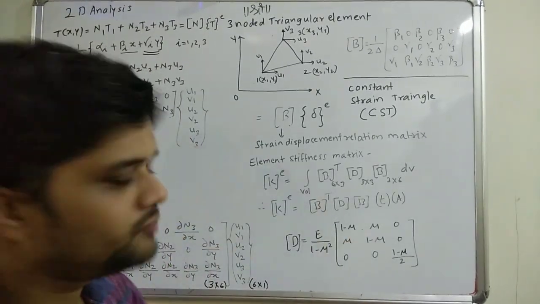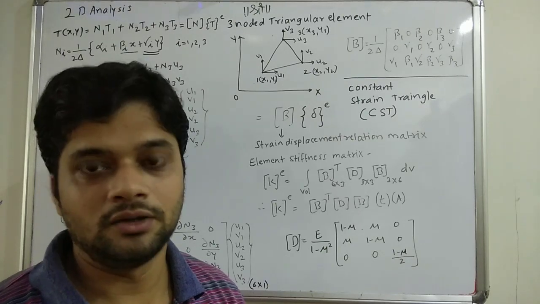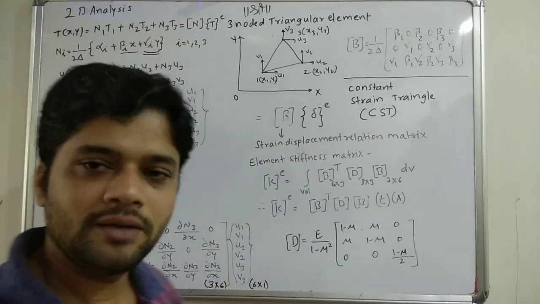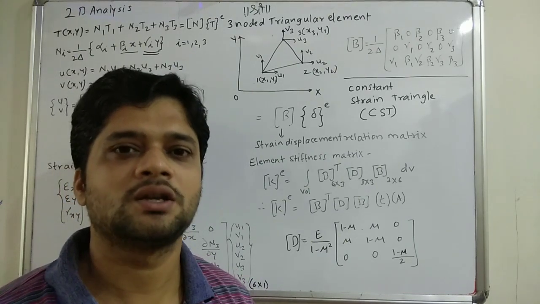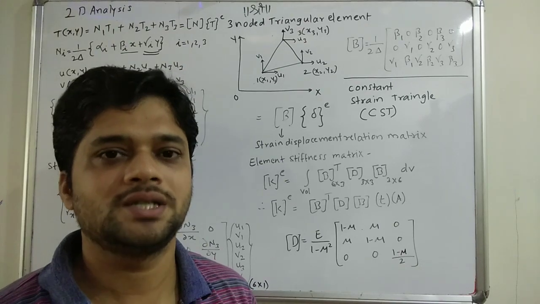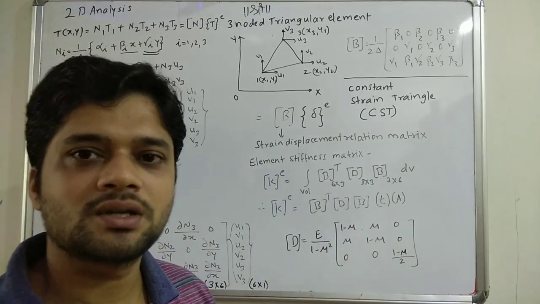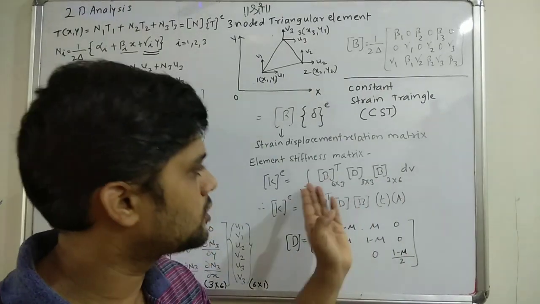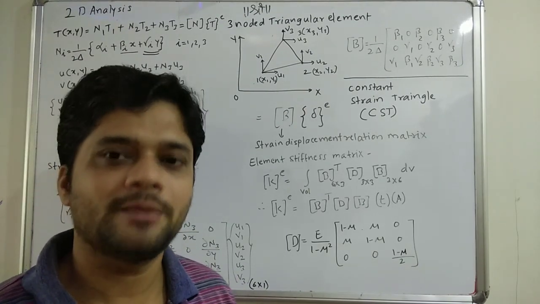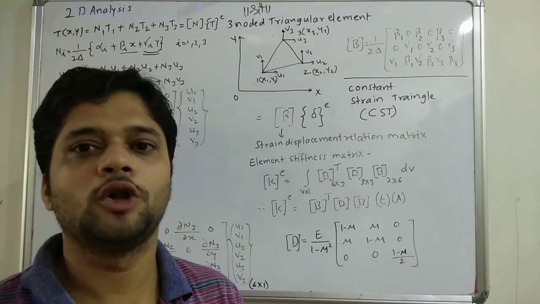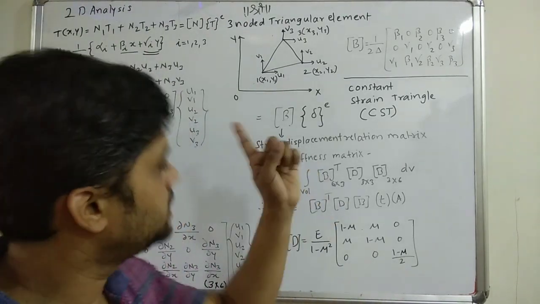In this way we have seen the derivation of the strain for the three noded triangular element, and we found that the strain remains constant, which is why it is also called constant strain triangle element or CST element. And we have gone ahead and found the element stiffness matrix using the known formula: the transpose of my strain displacement matrix multiplied by the stress strain matrix multiplied by the strain displacement matrix multiplied by the volume term gives me the element stiffness matrix for the CST element or three noded triangular element.